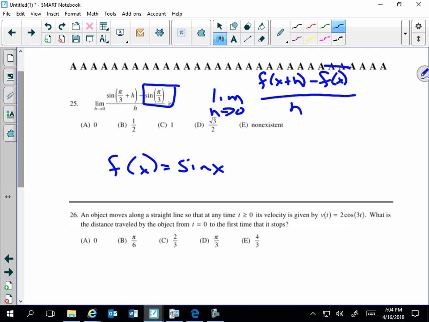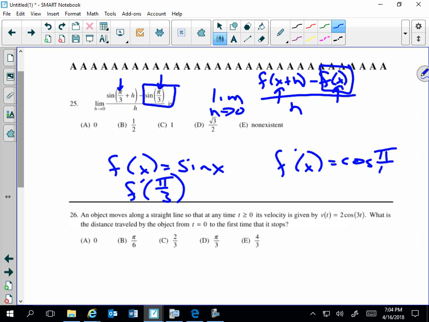So this second function is my function. So sine of x is my function. So what am I looking for? I am looking for the derivative at pi over 3. How do I know that? Because it's pi over 3. My x is pi over 3. So find the derivative. f prime, derivative of sine is cosine. Take the cosine of pi over 3. We already did this earlier. Cosine of pi over 3 is a half. 25 is B. Gotta like those quick ones.